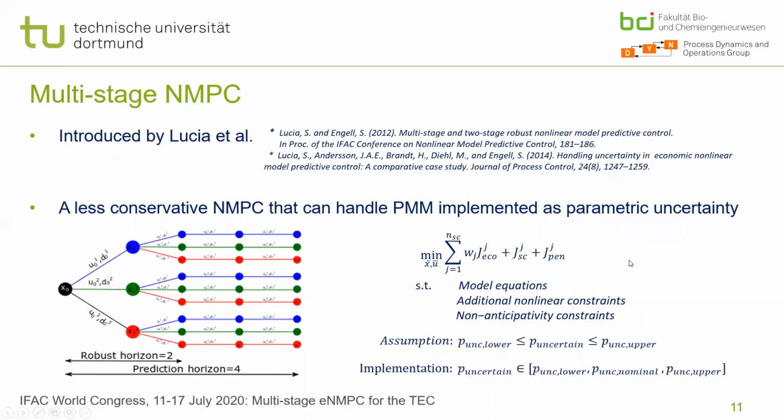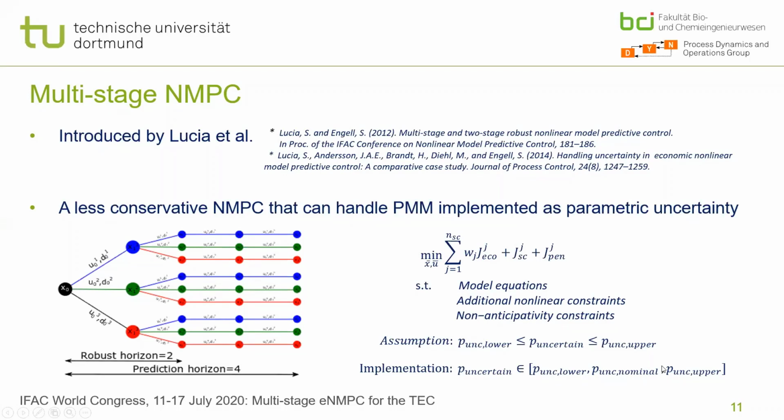The multi-stage NMPC is one of the main points of this work. For those of you interested, this approach was introduced by Lucia et al. So please check out these 2 publications over here. The idea of multi-stage NMPC, put in 2 or 3 sentences, is that we are approximating the plant model mismatch by a discrete scenario tree, which branches at certain points depending on the realization of each one of these parameters considered to be uncertain.